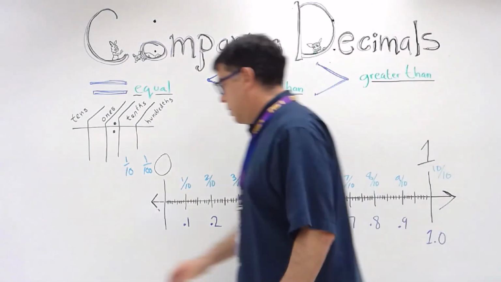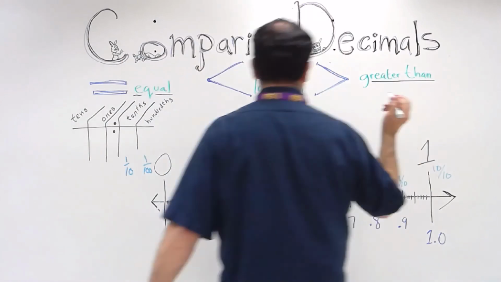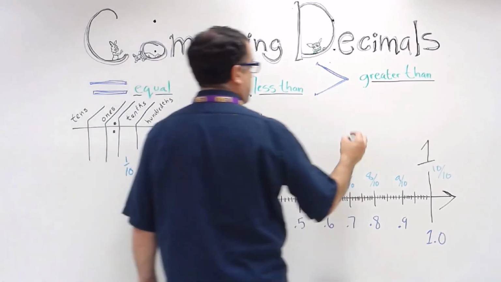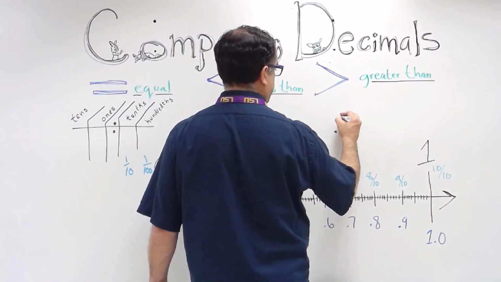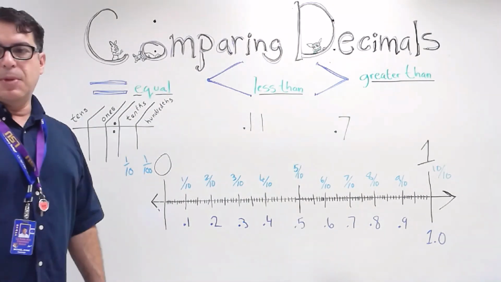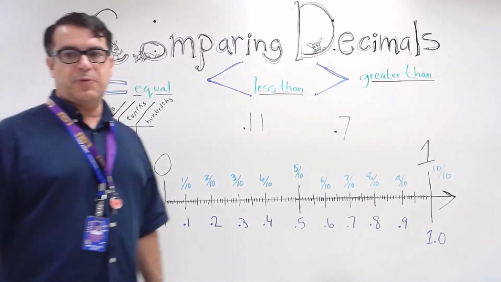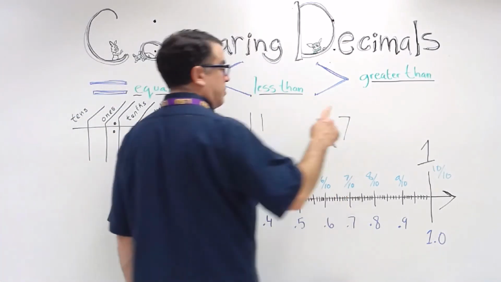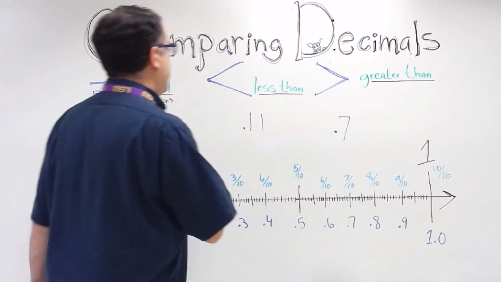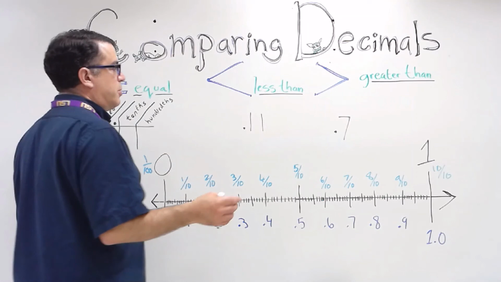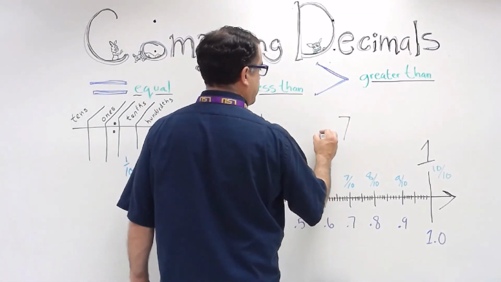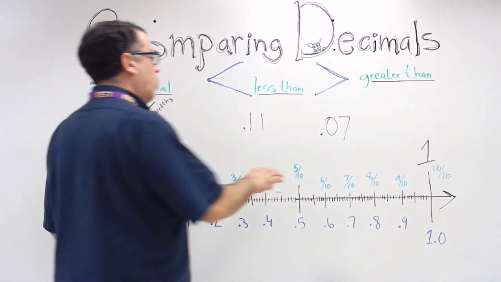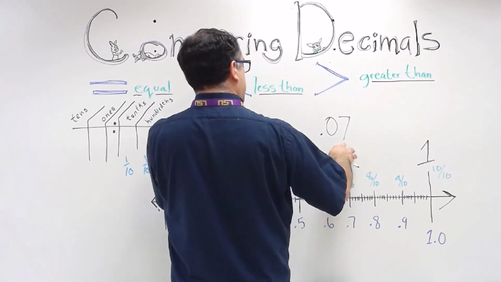All right, let's look at 0.11 and the decimal 0.7. Okay, most students when they're looking at decimals for the first time go, well, this 11 looks bigger than this 7, but wait a minute. What we have to be concerned with, I'm sorry, let's make this 0.07. Okay, what we have to be concerned with is what is the value of the number in its place value.